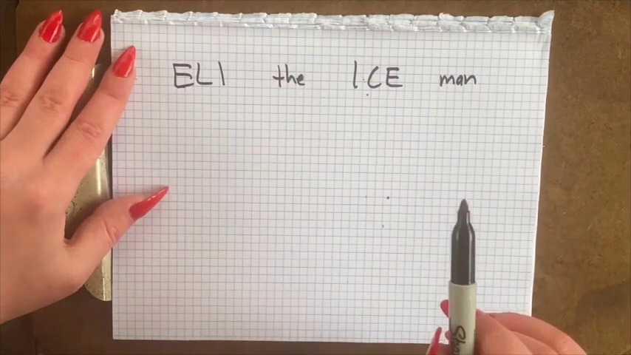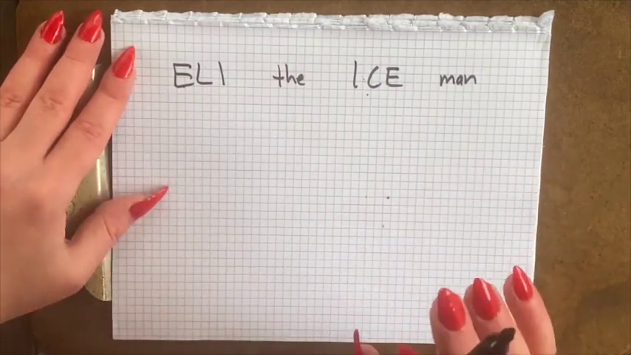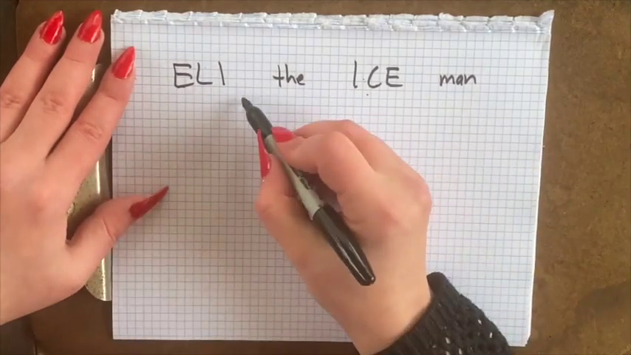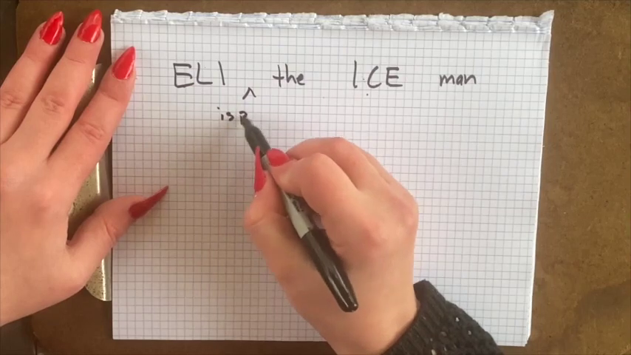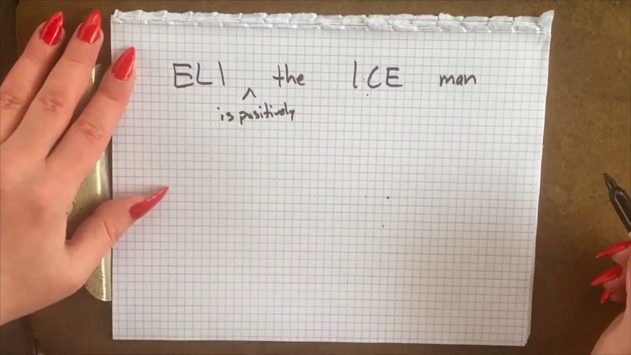And I am so sure, because I met the guy, I really, really know that Eli is the Iceman. In fact, I'm positive that Eli is the Iceman. So I'm going to modify this and say Eli is positively the Iceman. That gives us even more evidence.